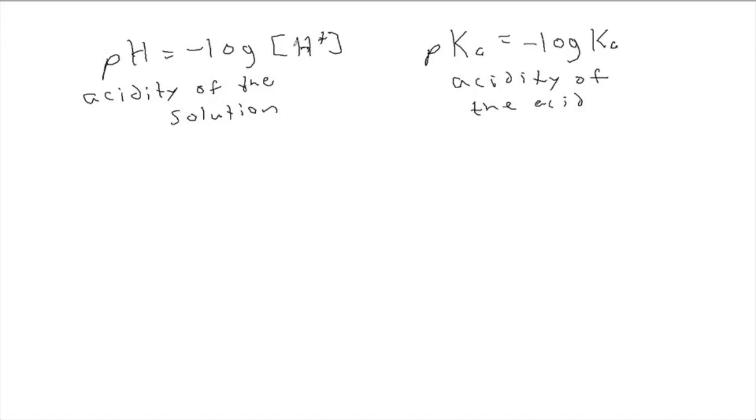It's important not to confuse these two concepts, because we're going to keep using these. Okay, so what's the basic difference between pH and pKa? What does the pH measure in words, and what does the pKa measure in words? The pH tells you the concentration of protons in the solution, and the pKa measures the acidity of the acid. Okay, so one measures the acidity of the solution, the other measures the acidity of the acid.